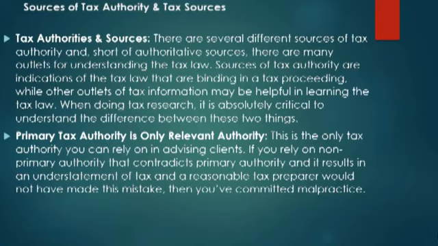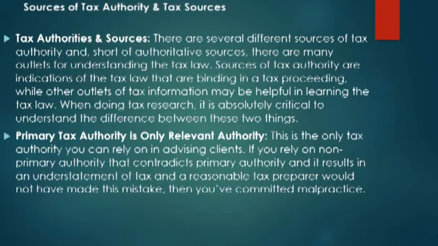If you rely on non-primary authority that contradicts primary authority and it results in an understatement of tax, and a reasonable tax preparer would not have made this mistake, then you've committed malpractice. Of course, malpractice is a state-by-state concept, and there are varying standards for that, but as a general rule, most malpractice lawsuits are based on instances where a tax preparer diverges from how a reasonable tax preparer would have acted.